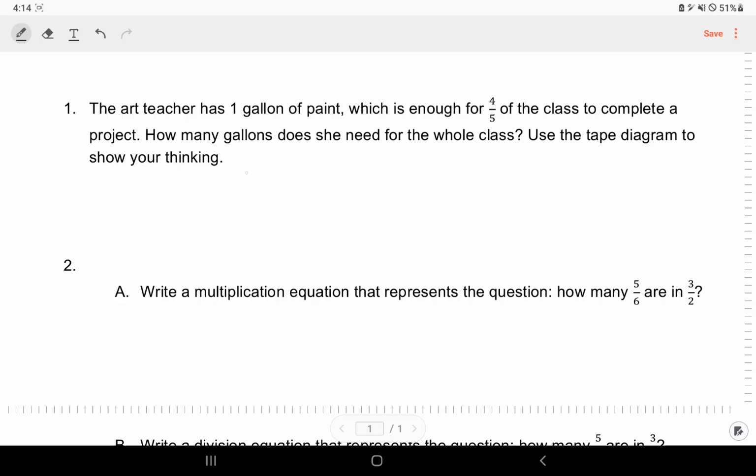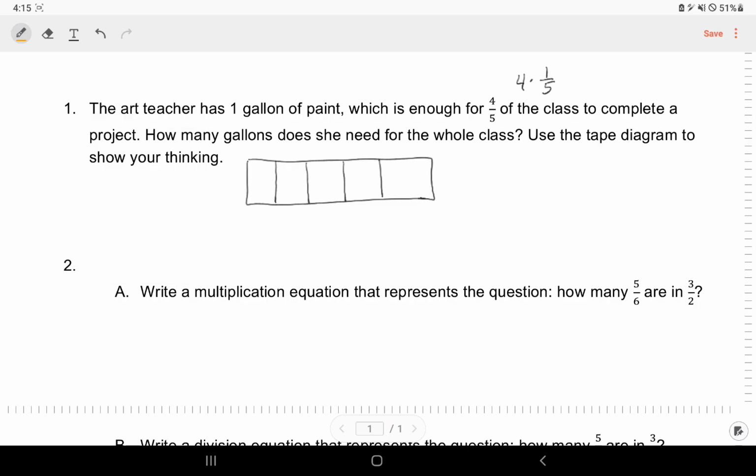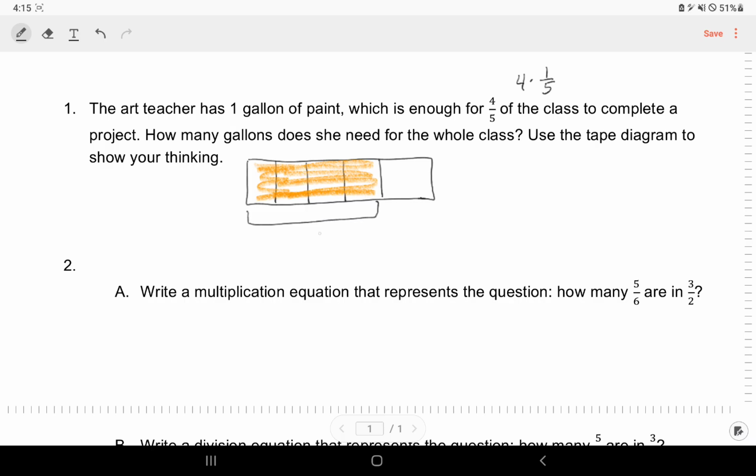So we have one gallon of paint. Well, 4/5 is 4 times 1/5. So I'm going to split it into 5 sections: 1, 2, 3, 4, 5. So that's 4. And so that is one group.